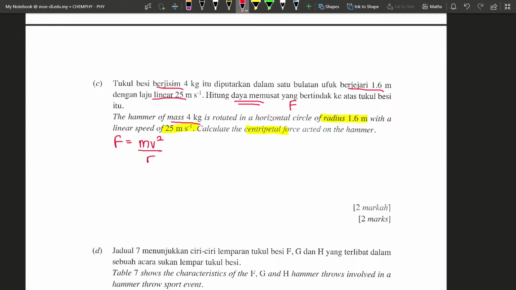Maklumat dah bagi, soalan dah bagi ketiga-tiga maklumat. So tugas kita gantikan sahaja dalam formula dengan betul. M is our mass 4 kg. V square. V is your 25 square. Over R. R is the radius, which is you punya 1.6 meter. 1.6. So you tekan calculator elok-elok. At last you will get F equal to 1562.5. Unit F, daya mestilah dalam Newton.